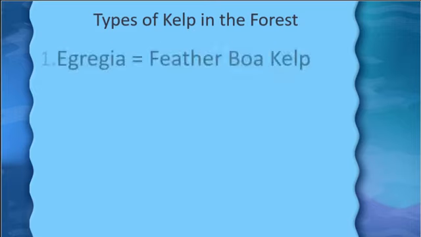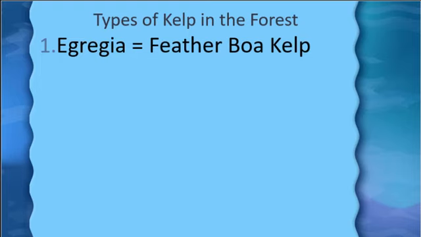Ready? Types of kelp. First one, Egregia, better known as feather boa kelp. I'll show you a picture of it. You'll see why it's called feather boa kelp. So you have, I think, 6 boxes there to write down these 6 different types. If you want to write down feather boa kelp to remember, if you have room, that's fine. But otherwise, just that word, Egregia.